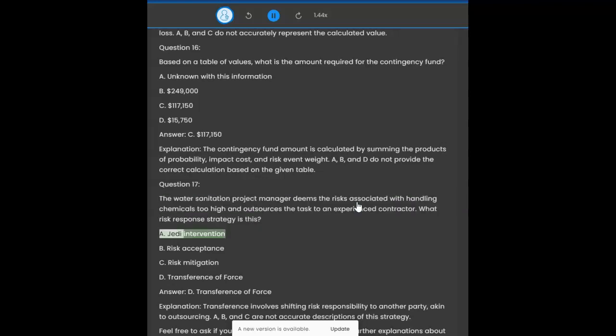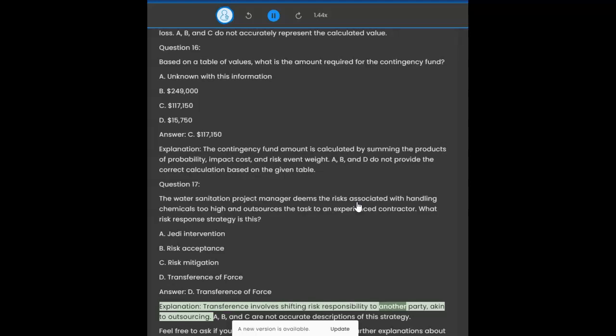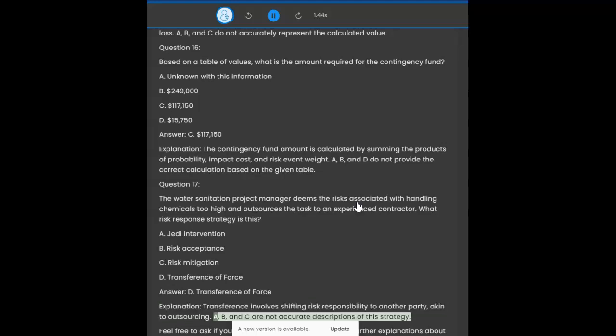A. Jedi intervention. B. Risk acceptance. C. Risk mitigation. D. Transference of force. Answer: D. Transference of force. Explanation: Transference involves shifting risk responsibility to another party, akin to outsourcing. A, B, and C are not accurate descriptions of this strategy. Feel free to ask if you have any more questions or need further explanations about these Star Wars-themed answers.